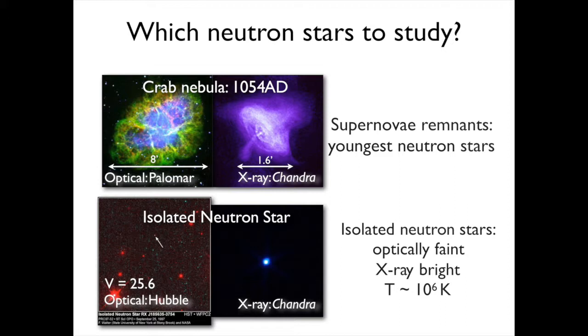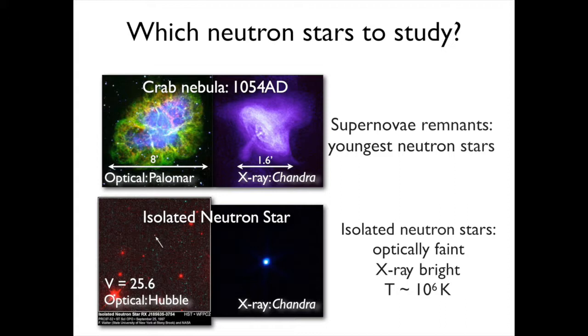But in terms of actually trying to understand exactly what the structure of neutron stars is, this is a hard place to do it, because you really have the pulsar wind nebula in the way that you have to understand too. One of the best places to study them is actually isolated neutron stars. These are neutron stars where the supernova remnant and the pulsar wind nebula have faded away. These are a lot older.